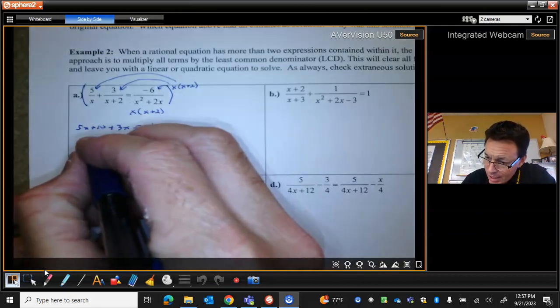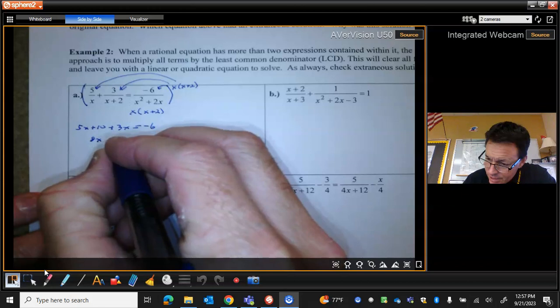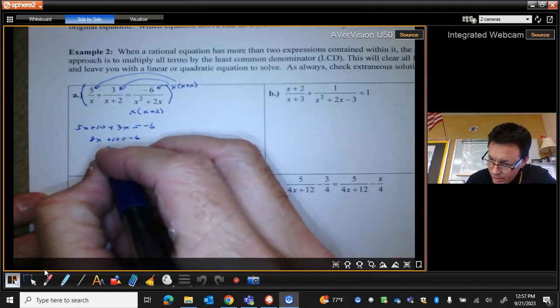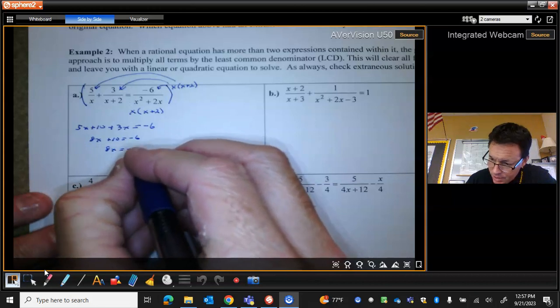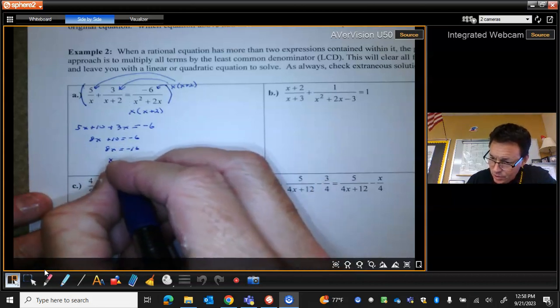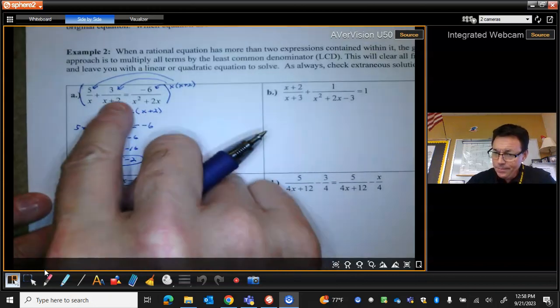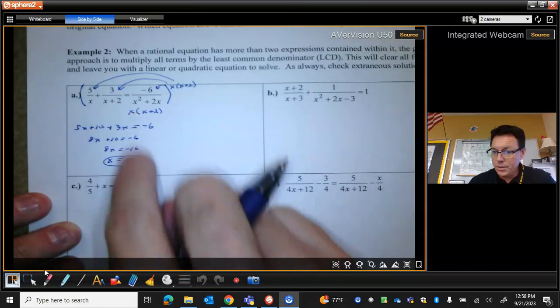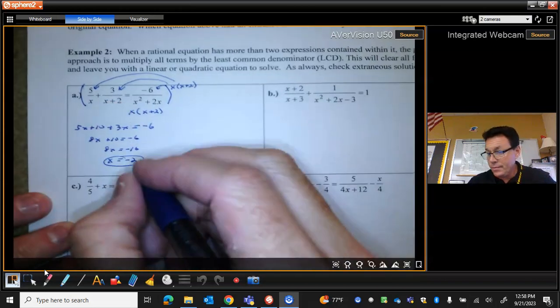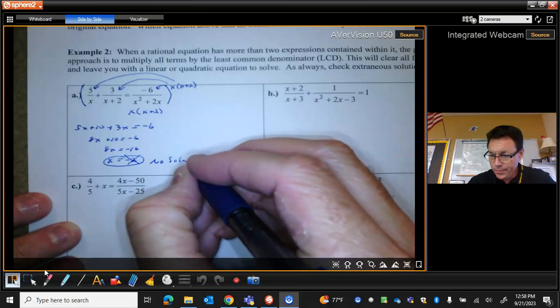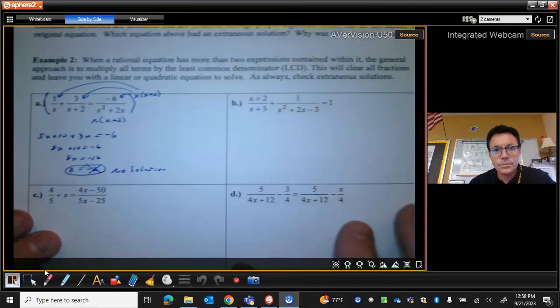So this is 8x plus 10 equals negative 6. If I move the 10 over, 8x equals negative 16. If I divide by 2, I get negative 2 as an answer. That would be one of my restricted values, negative 2. So that does not work, and there are no solutions. All right. Let's look at the next one.